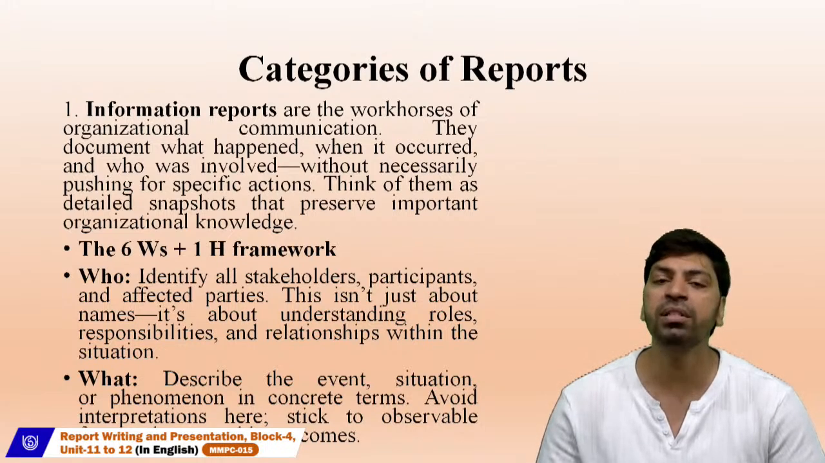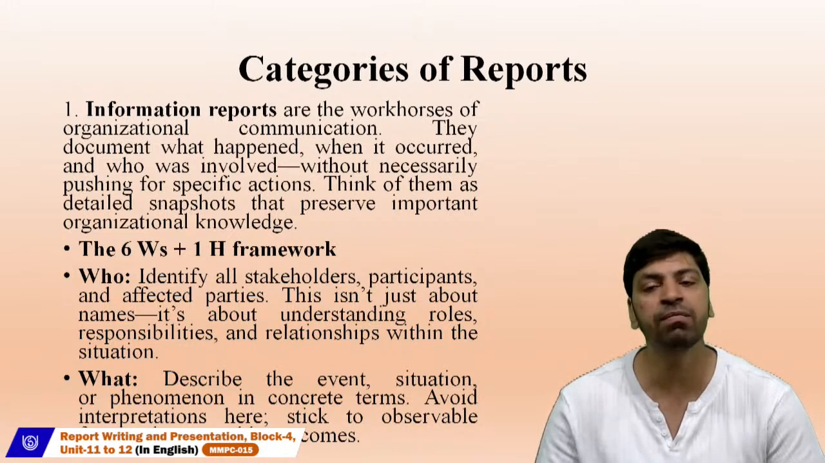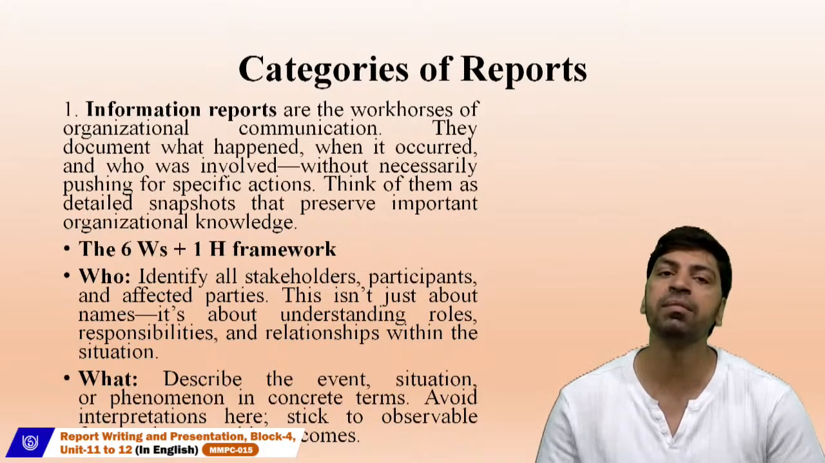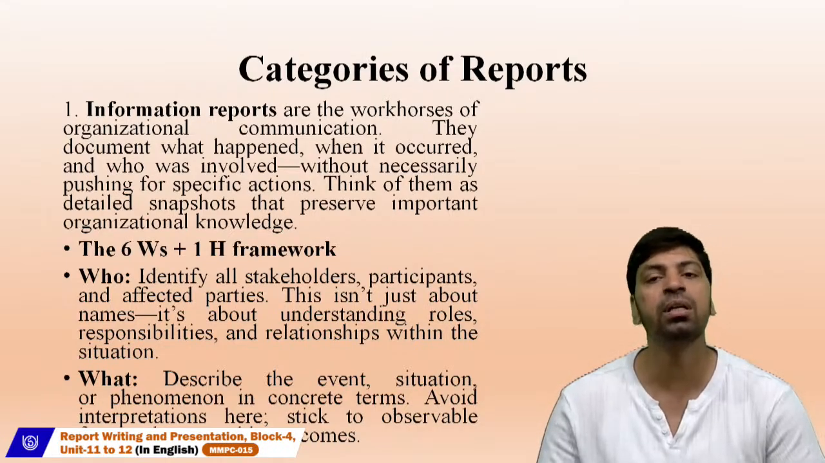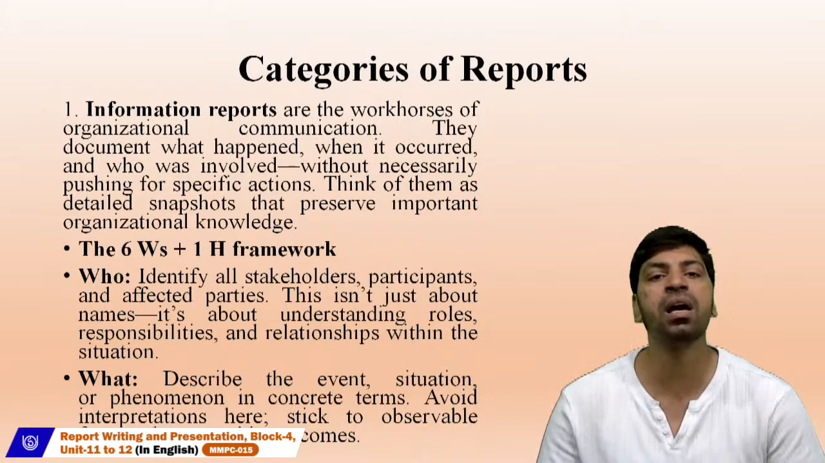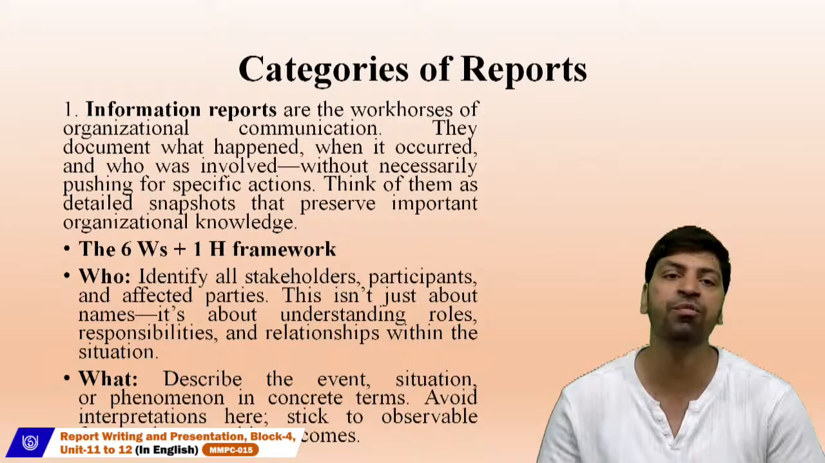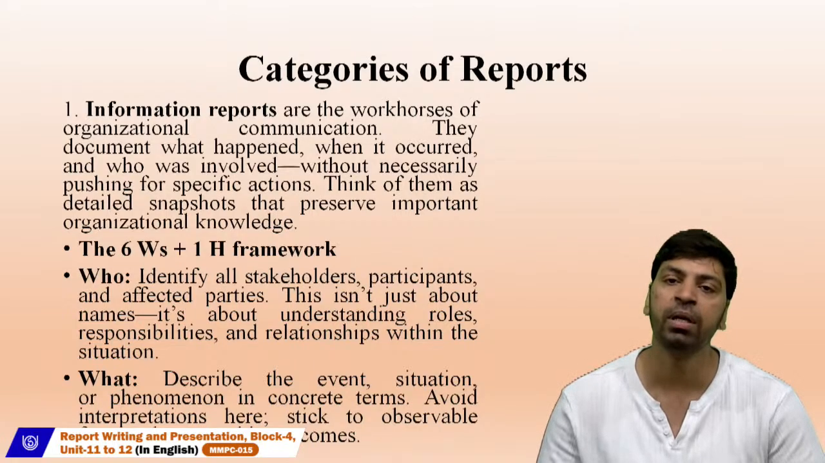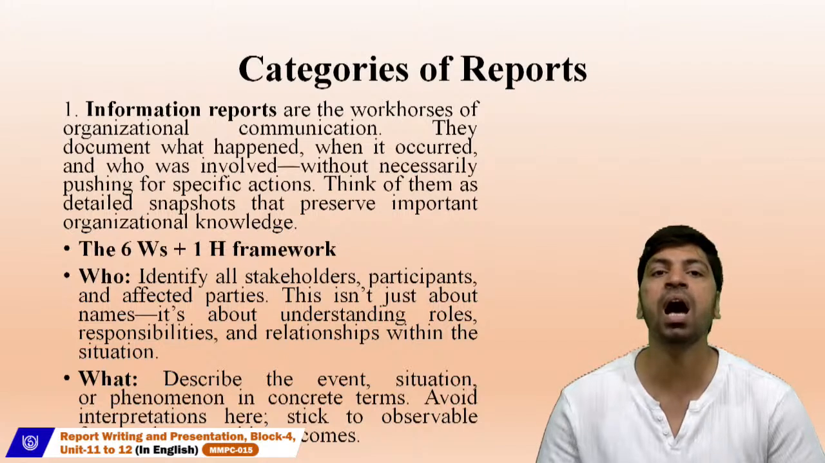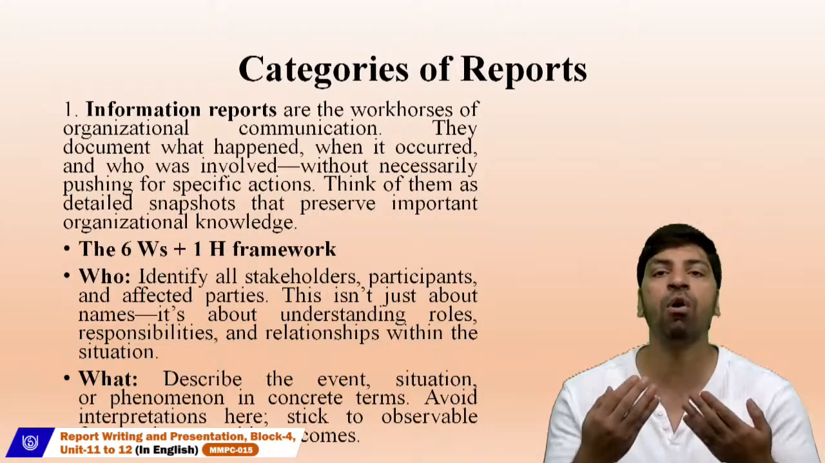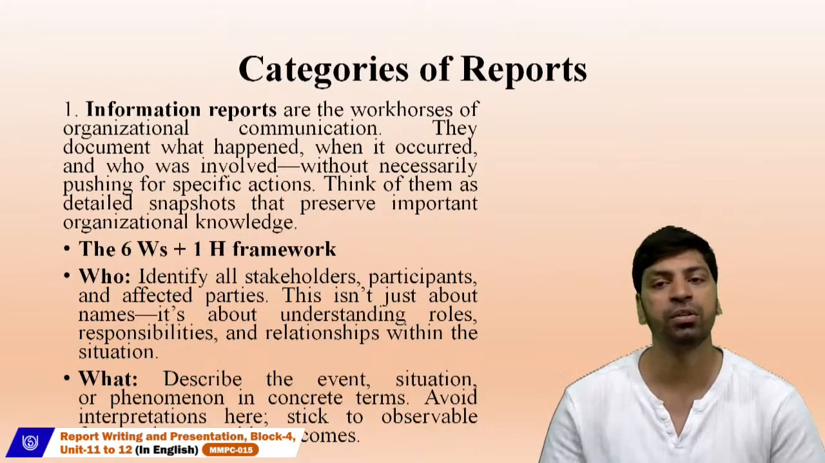So it is important for the report to cover all of these aspects and give a detailed description that preserves important organizational knowledge. That's why an information report includes the 6 W's and 1 H framework. The 6 W's are what, when, where, why, and who, and the 1 H is how. This is the framework involved in information reports.